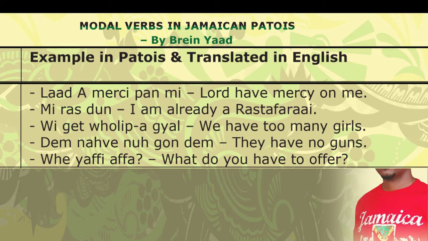Next, "We get woli pagyal," meaning we have too many girls. And next, "Them nav no gun them," meaning they have no guns. And then lastly, under have, "Where the offer?" Meaning, what do you have to offer?